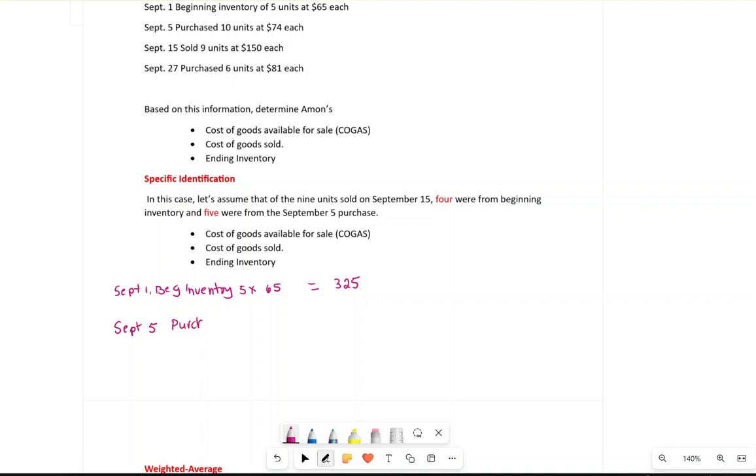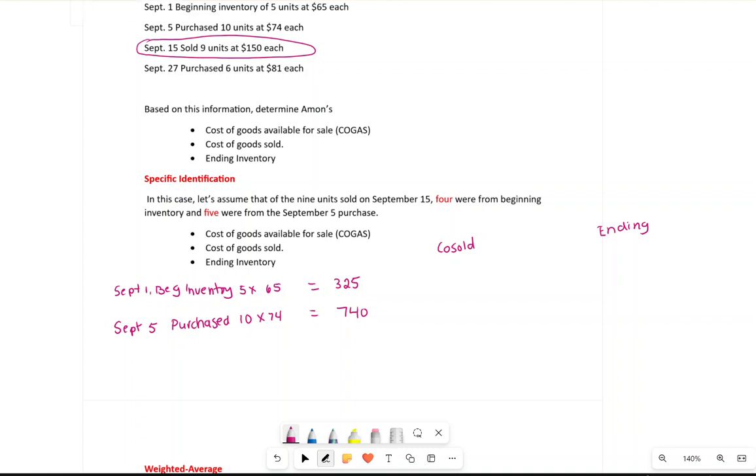Then we purchased. How many units did we purchase? We purchased 10 units at $74, so that gives me $740. If you're doing a perpetual inventory system, you do it in order. So I'm just going to put it under here, my cost of goods sold, and what is left is my ending inventory.